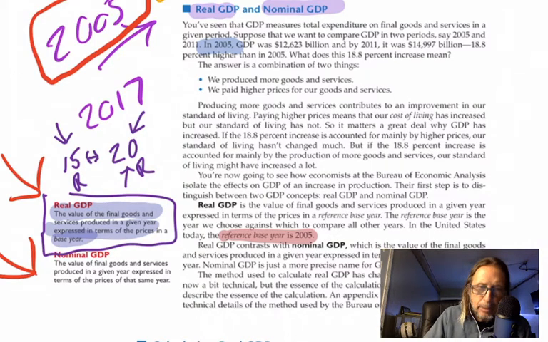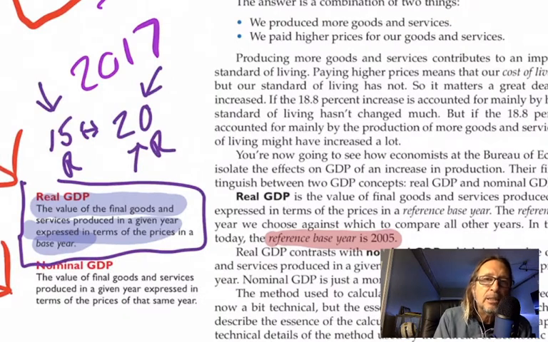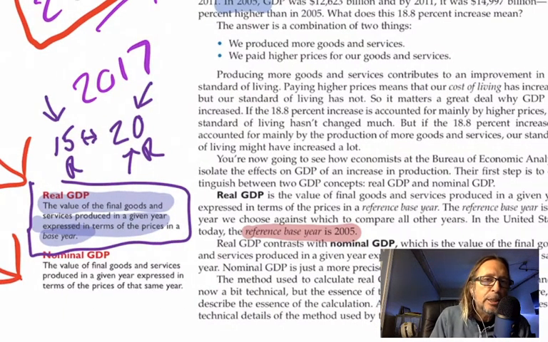So real GDP is the value of the final goods and services produced in a given year, expressed in terms of prices in a base year. So the base year is very important. The nominal GDP is simply the GDP of the given year. So if we're talking about 2020, it's the amount of output of the finished goods and services multiplied by the prices of those finished goods and services in the same year. Like, so if it's 2018, it's 2018. So that's the difference between real and nominal.